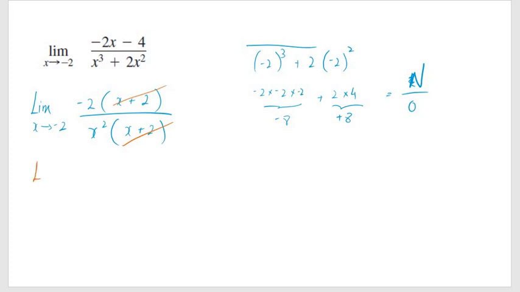Then we are left with limit x as it tends to minus 2, and we have minus 2 over x squared. So what we do here is we know that the denominator is not equal to 0, and we can substitute x equals minus 2. The denominator will not be 0. So once we substitute that, we get minus 2 over 4, which is equal to minus half. Let's do the next question.